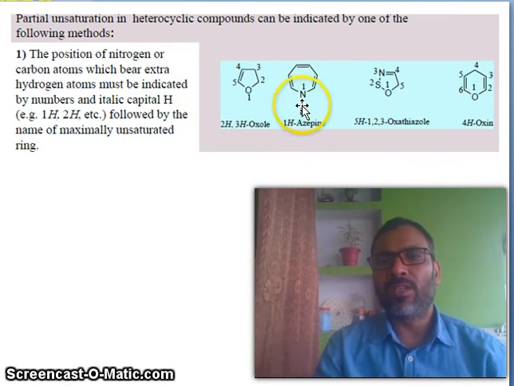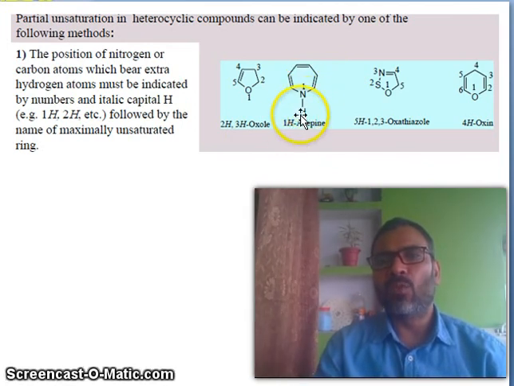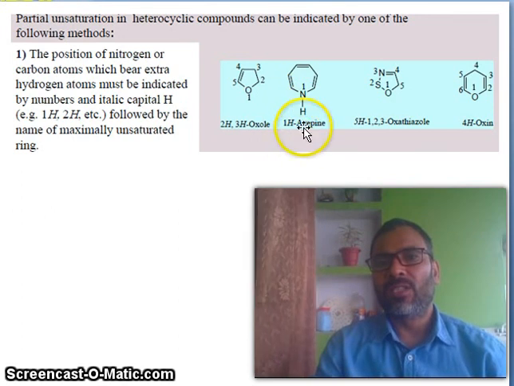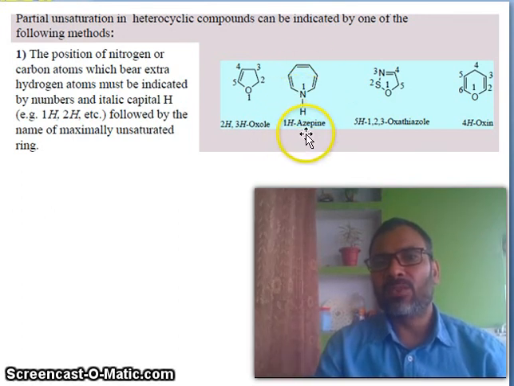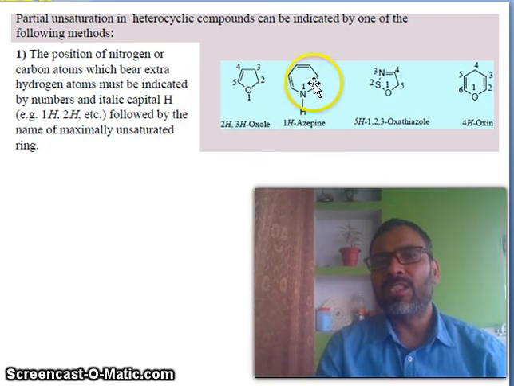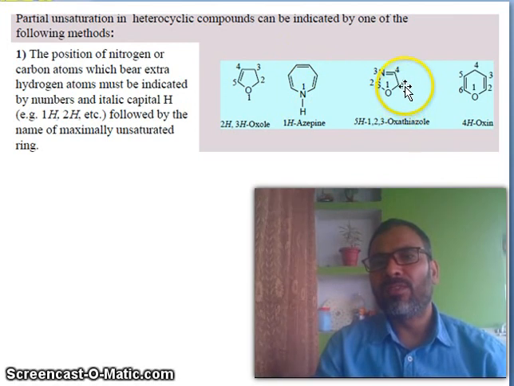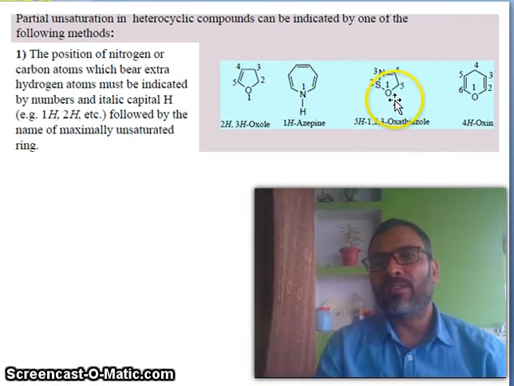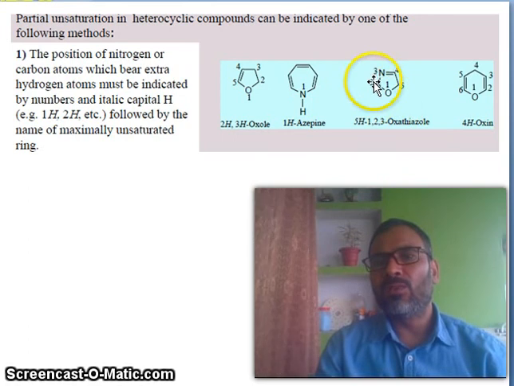This compound contains AZA, and the nitrogen has the hydrogen. So 1H. And this is AZA, so it is azepine. Epine means 7-member ring. Now you see, 5 has 9 hydrogens. So 5H and 1, 2, 3.